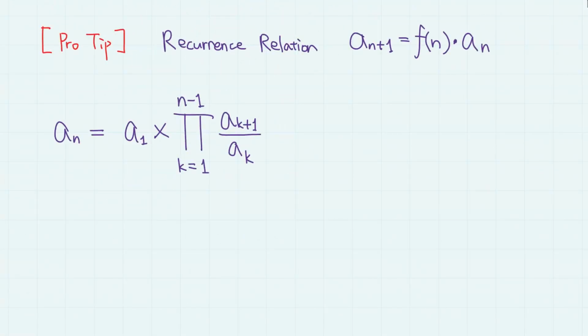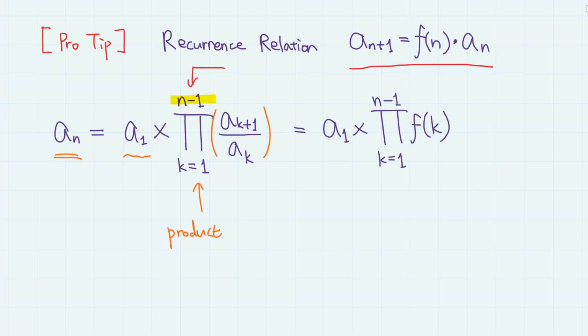In general, for recurrence relations a_{n+1} equals f_n times a_n, the nth term a_n can be found by a_1 times the product of the ratio a_{k+1}/a_k from k equals 1 to n minus 1. Or we can write it as the first term a_1 times the product notation pi from k equals 1 to n minus 1 of f_k. And that was all for today's video.